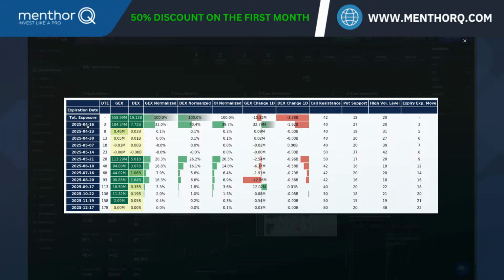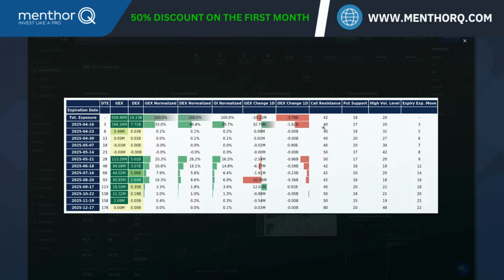So the 16th, if you look at this simply, it's 559 million total GEX, of which 185 was expiring on the 16th. So that's roughly a third. A third of the gamma profile was expiring on this particular day, which is actually very, very significant.